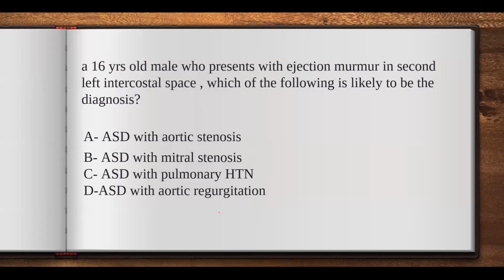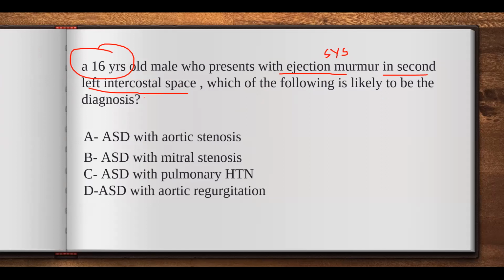Now, another topic, murmur. A 16-year-old male presents with an ejection systolic murmur in the second left intercostal space. Which of the following is likely to be the diagnosis? Unfortunately, we haven't discussed ASD so far, because we discussed ASD and VSD in pediatric cardiology. That's why I haven't discussed it yet, but let's discuss it because we got a question.